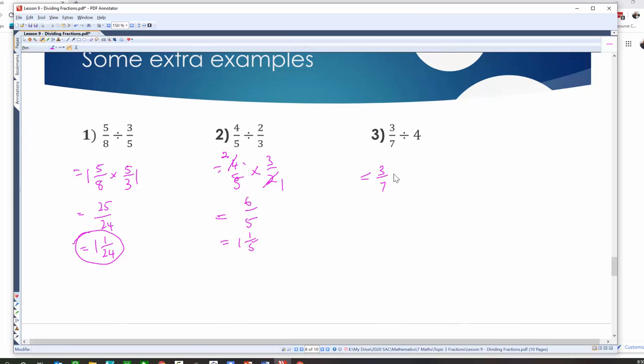I'm going to write 3 over 7 divided by 4. I want to write that as a fraction because when I divide by a fraction, I know that there's a rule that I can use to help me with that, which is the multiply by the reciprocal. So I've got 3 over 7 times 1 over 4. Okay, can't simplify, can't simplify, can't and can't. So let's go ahead and multiply this out. 3 on 28.